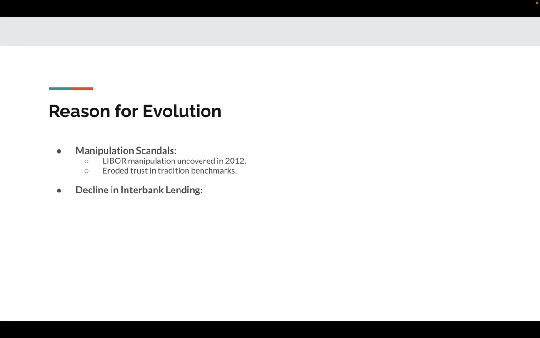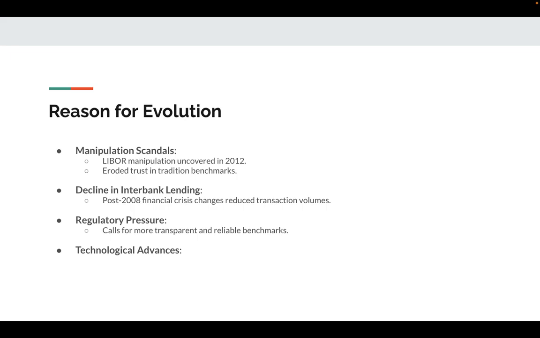Also, there were regulatory pressures as well. Authorities worldwide were looking for new benchmarks which are transparent, robust, and compliant with new standards. And there were technological advances which have improved real-time data collection and the analytics part. The computational analytics has evolved tremendously, so it has facilitated improved data collection and analysis for the newly developed benchmarks.